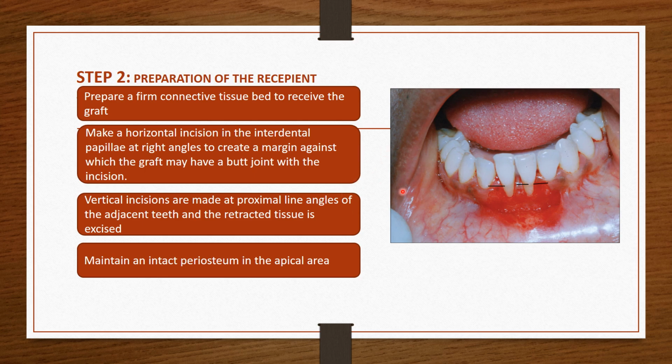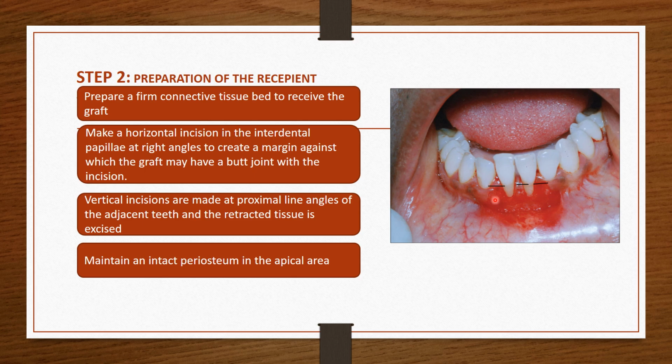Always we have to prepare a firm connective tissue bed to receive the graft. This is very necessary: in free grafts, the recipient bed surrounding the denuded root surface should be extended wider to allow for better blood supply. It has to be widened. This is necessary because a portion of the donor tissue overlies the root surface, which does not have blood supply, so we have to have a wider area adjacent to the root surface.